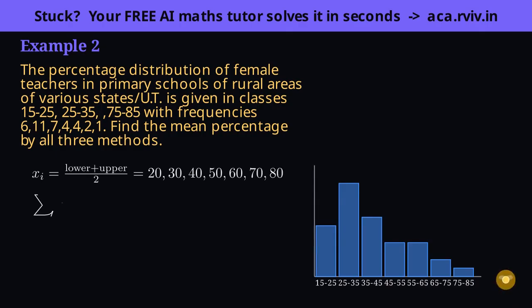Add the frequencies for the total number of states, that's the denominator in every one of the 3 methods, so we only compute it once. 35 states in all.